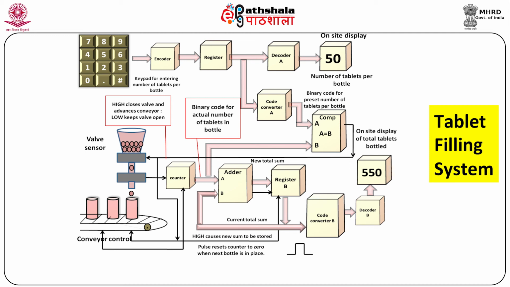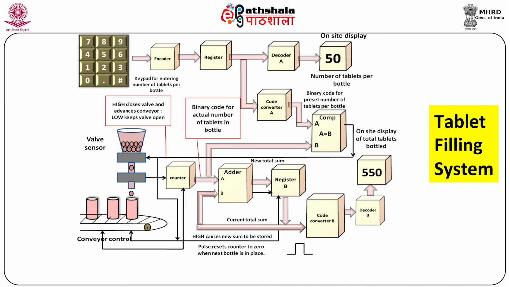The binary count is transferred from the counter on parallel lines to the B input of the comparator. A preset binary number equal to the number of tablets that are going into each bottle is placed on the A input of the comparator. The preset number comes from the keyboard and associated circuits, which include the encoder, register A, and code converter A.